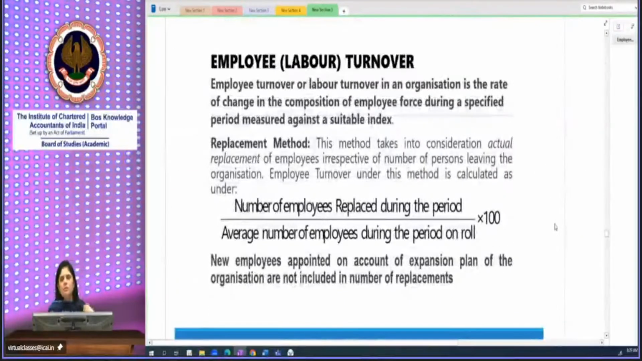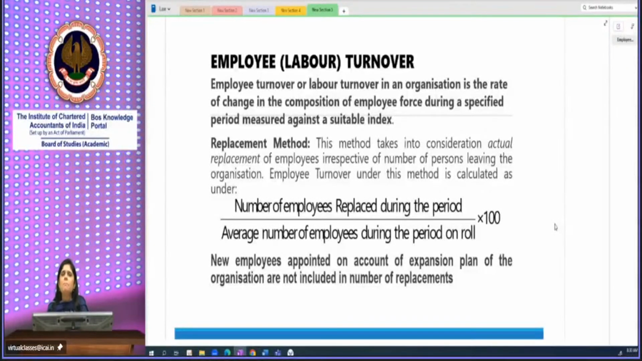Okay, so moving on to employee turnover. Employee turnover means we change the composition of employees, you can say the number of employees. So it keeps on changing. We have 100 employees, then we come to 120, or we go down to 80. So why are the numbers changing? Why is there a shift in the number or the composition of employees? What are the reasons for employee turnover?